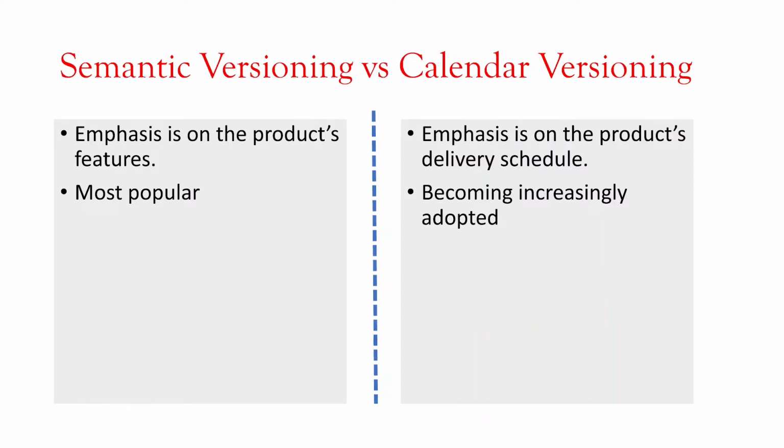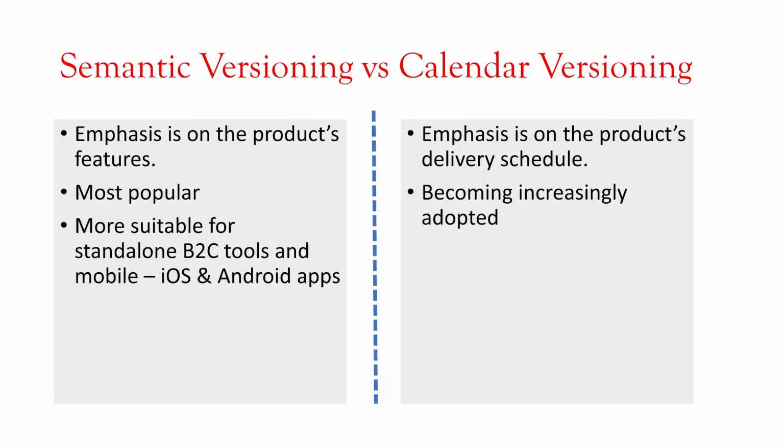Now, semantic versioning is more suitable for B2C tools or iOS and Android apps, where you really don't care too much about the release schedule, right? You get a new version of the Facebook app or the LinkedIn app on your app store. You just go and update it. It's not a big deal to you.